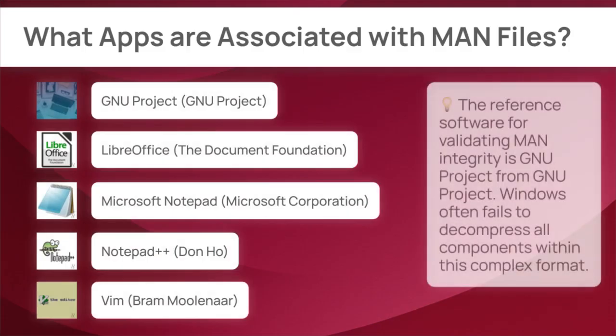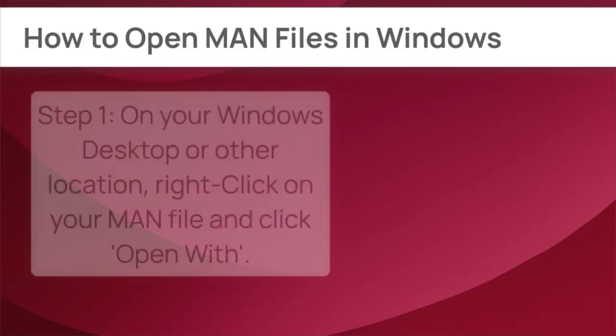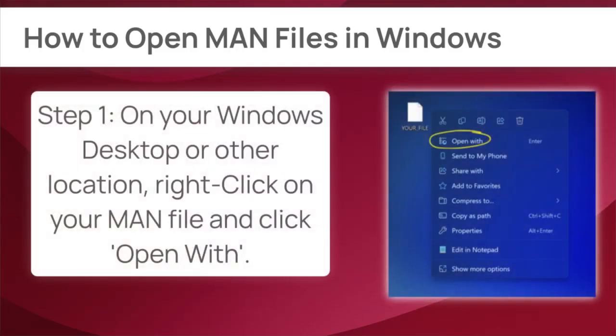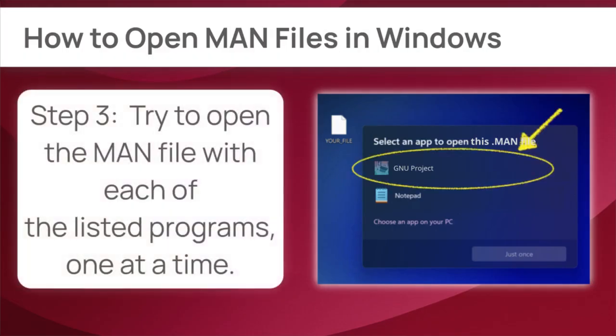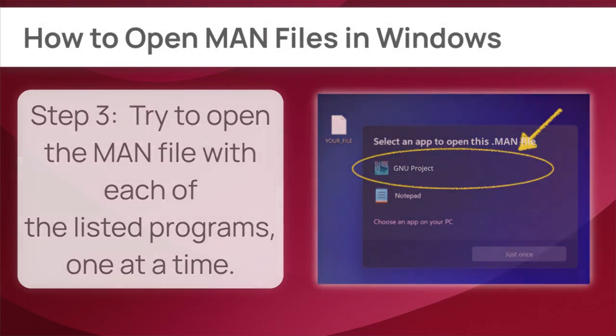Windows often fails to decompress all components within this complex format. Windows provides reliable text rendering within its default toolset. We need to identify a functional opener. Right-click the MAN file and choose Open With. Prioritize GNU Project if it shows up. If it is not there, choose any other application. The right one is out there.